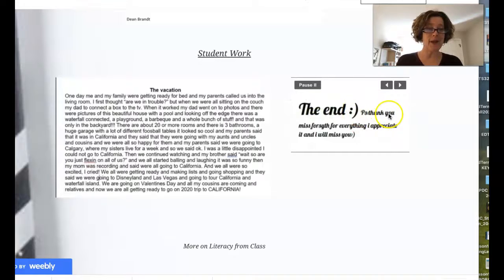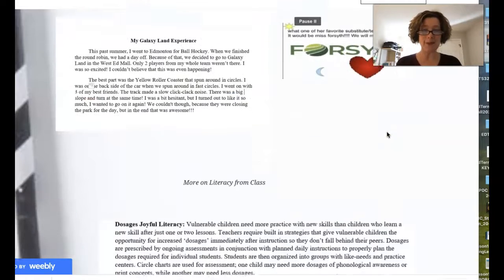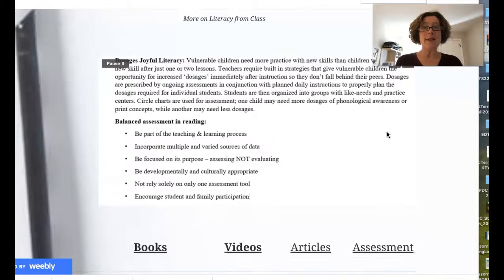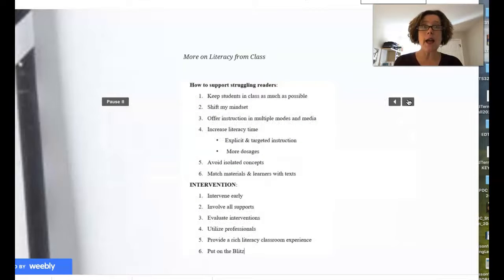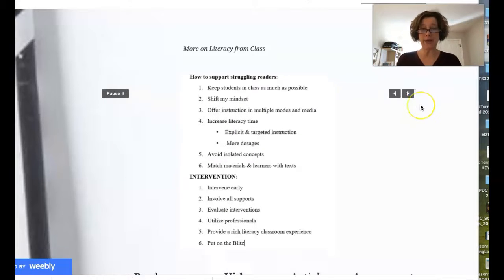And a little bit of thank you, Miss Forsyth, for everything. I appreciate you, and I always miss you. Just some cute things in there. Some more from literacy class, which she did was she took some of her prep for her exams and wrote it on here, so that she would have that.